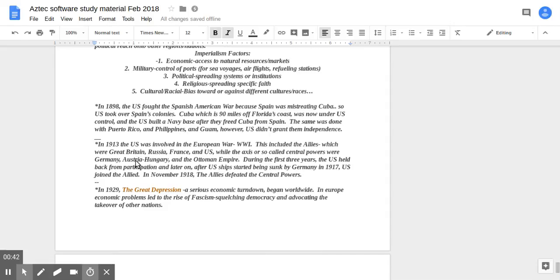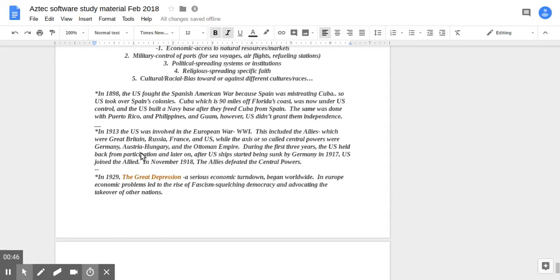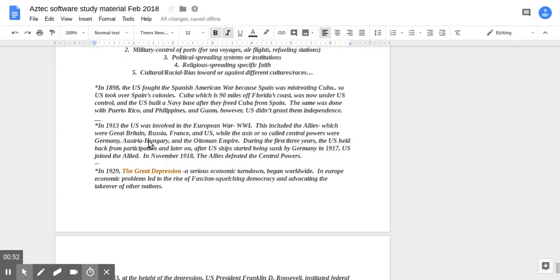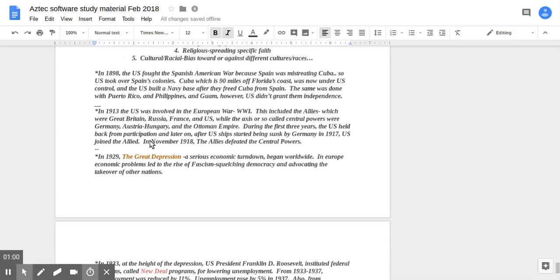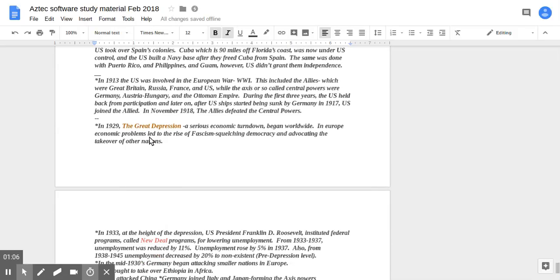In 1898, the US fought the Spanish-American War because Spain was mistreating Cuba, so the US took over Spain's colonies. Cuba, which is 90 miles off of Florida's coast, was now under US control, and the US built a navy base after they freed Cuba from Spain. The same was done with Puerto Rico, the Philippines, and Guam. However, the U.S. did not grant them independence.